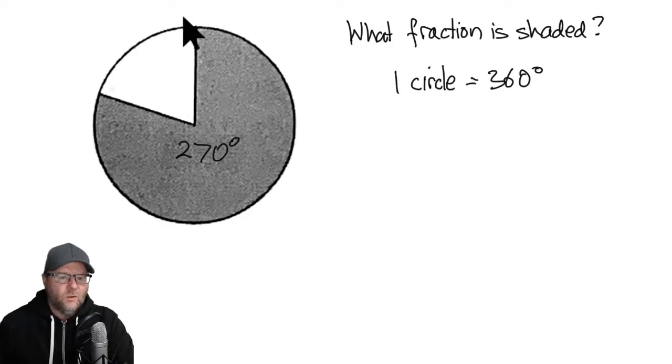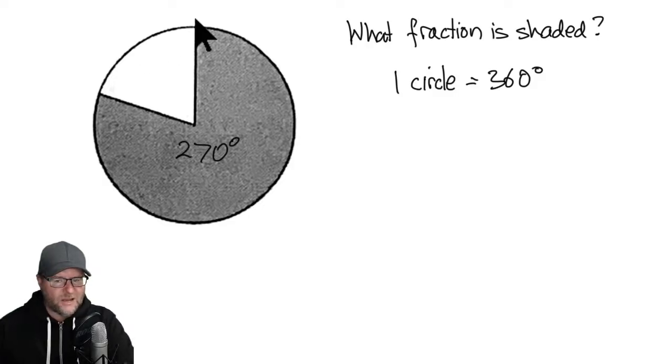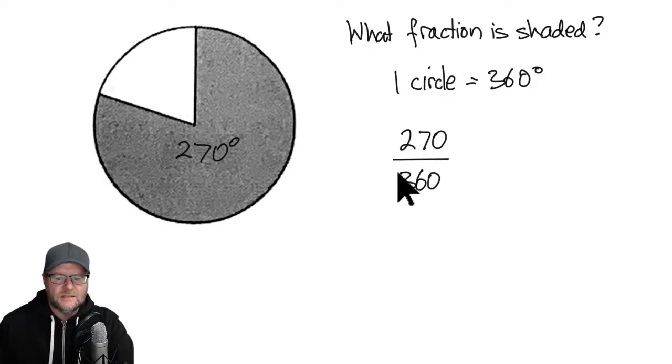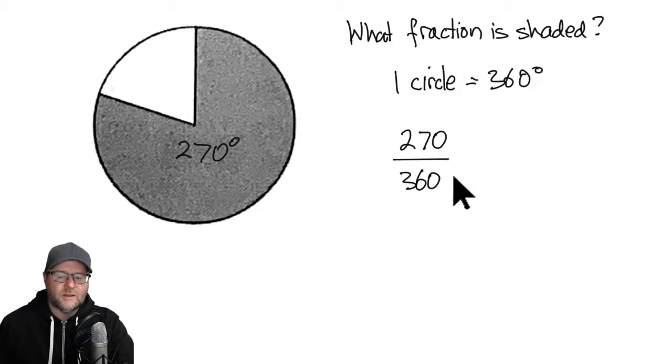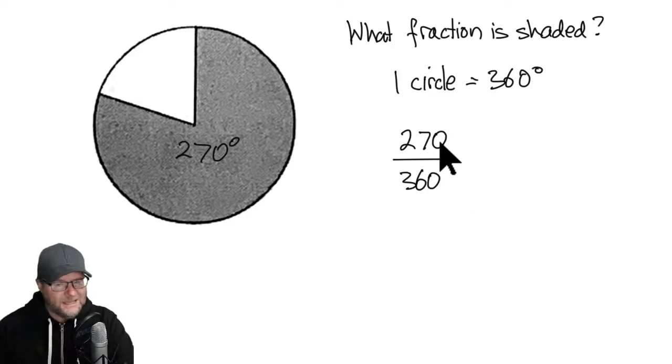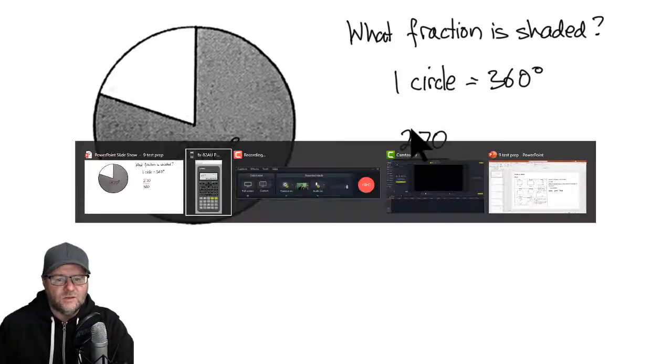One circle, one whole revolution all the way around, hopefully you remember, is 360 degrees. So I'm going to simply say, look, I've got 270 out of those 360, and I'm going to put that as a fraction. Now, I could leave it like that. The question might ask you to simplify that, to write this fraction in its simplest form. Now, if you can't do that mentally, you can use your calculator.